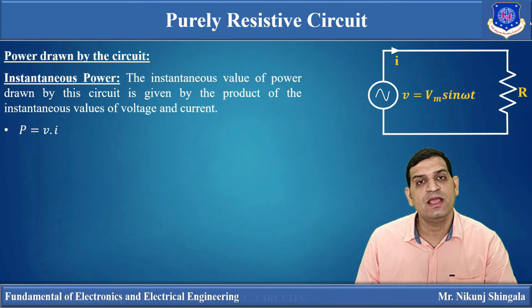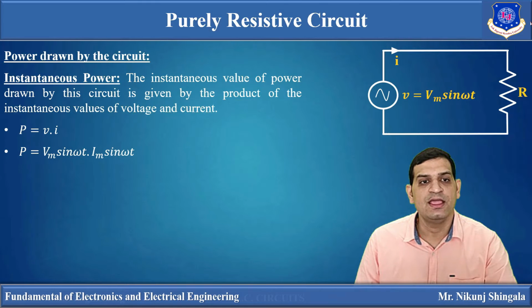voltage, that is Vm sin omega t, and I is the resulting current, that is Im sin omega t. So we can write P is equal to Vm sin omega t into Im sin omega t, where Vm and Im are the maximum values of voltage and current respectively. So this is the instantaneous power. Instantaneous power at any time t is given by the product of the instantaneous value of voltage and the instantaneous value of the current at that instant t. So we can write P is equal to Vm into Im into sin square omega t.